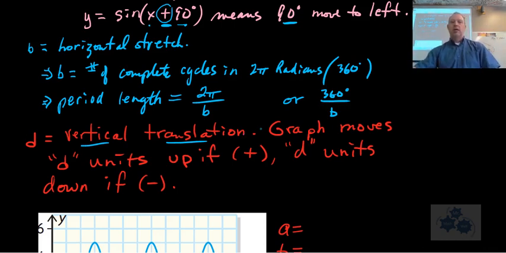So translation. The graph moves D units up, if it's of course positive, and D units down if it's negative, or if it's a minus. So that one's pretty straightforward. It's not opposite world like the C. Okay? D is a vertical translation.